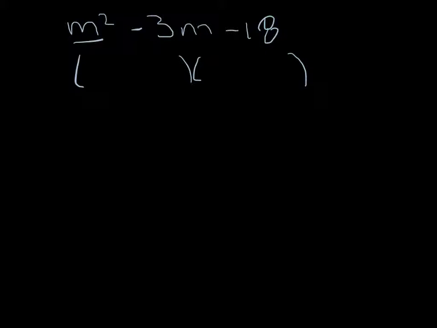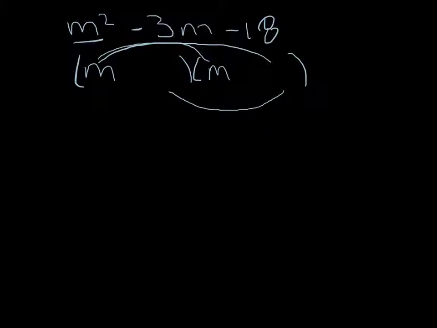So to get this m squared, we need m times m. And then to get the 18, these outside terms are going to have to multiply for that. And then to get the negative 3m, we have this plus this. So if we have a 6 and a 3, that multiplies to get 18. We need it to be negative 18, so we need one of these to be negative.